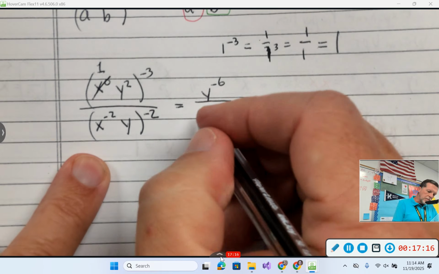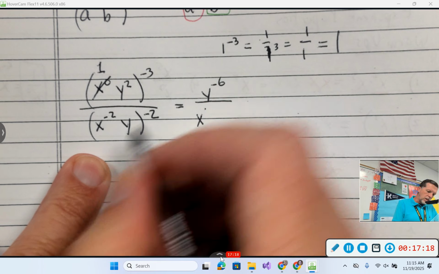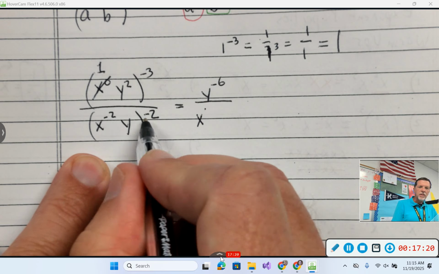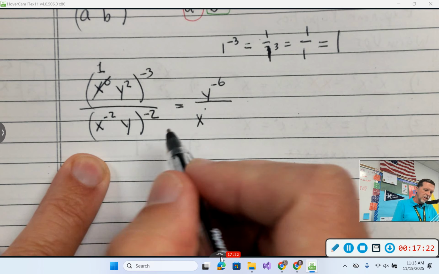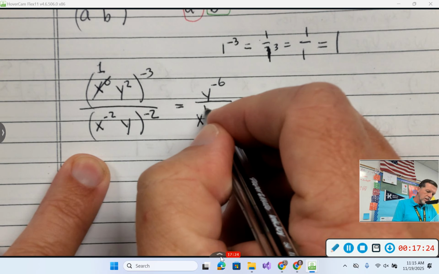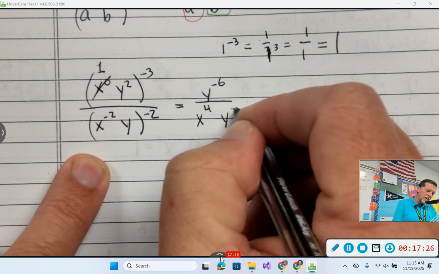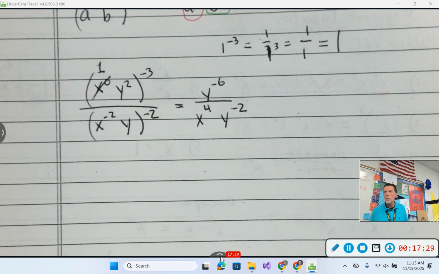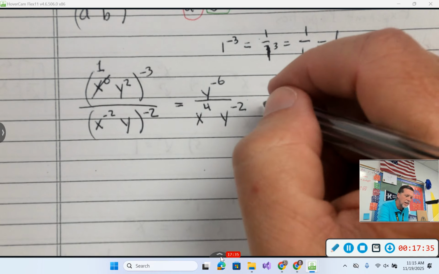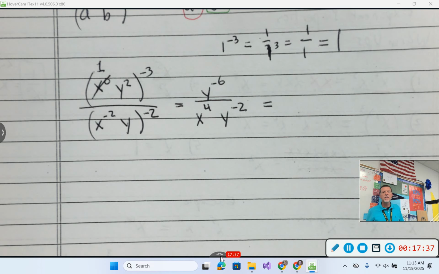All right, in the bottom, x to the, whoa, wait, almost messed that up. X to the 6, 4, and y to the negative 2. Okay, so my x's are fine. And probably wisest to show the step of putting the y's in the right spot.